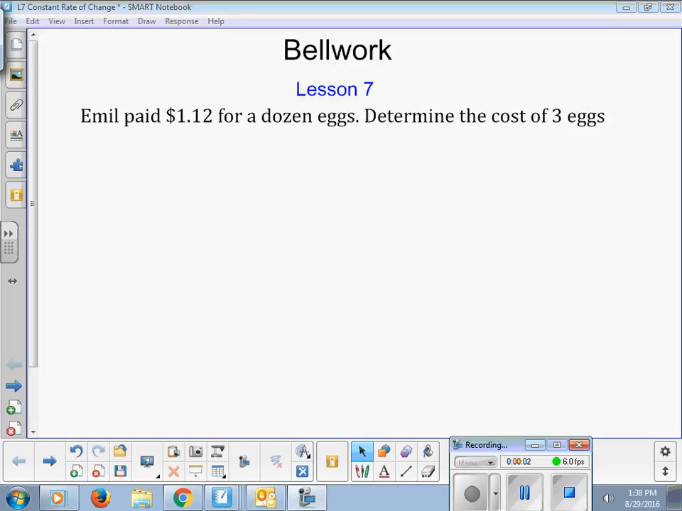For today, we have, I think it's supposed to say Emily. Emily paid $1.12 for a dozen eggs. Determine the cost of 3 eggs. We're going to set up a proportion. If you look, our first rate, how would we write this as a fraction?